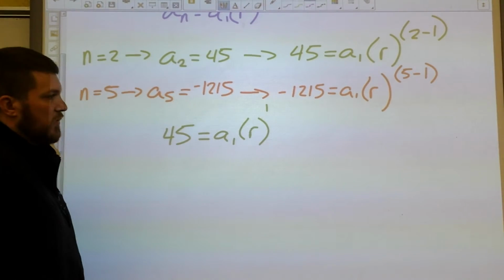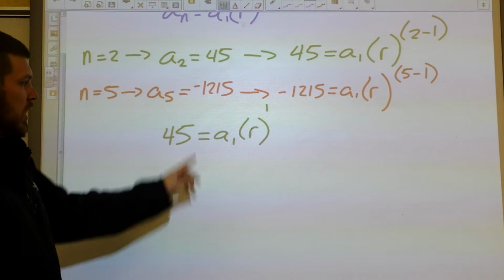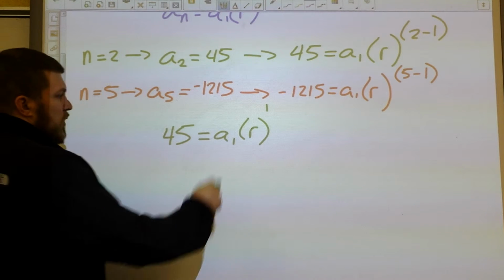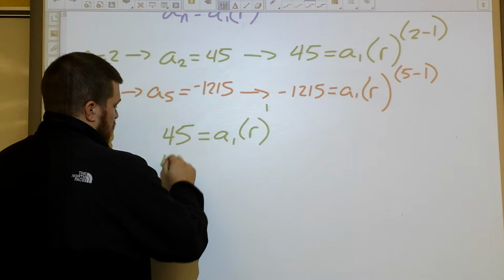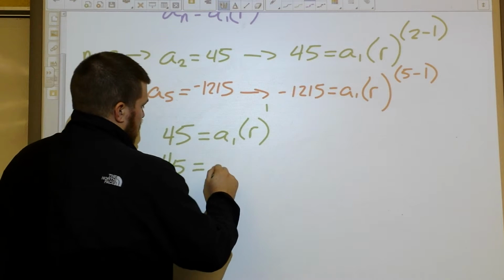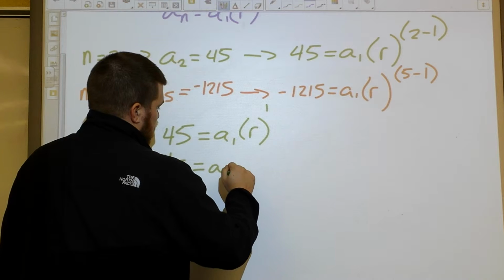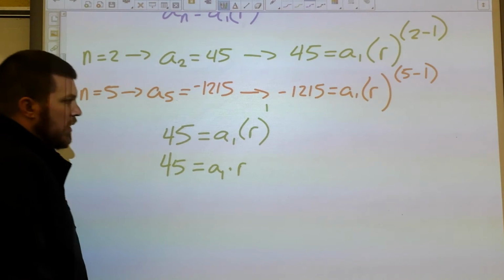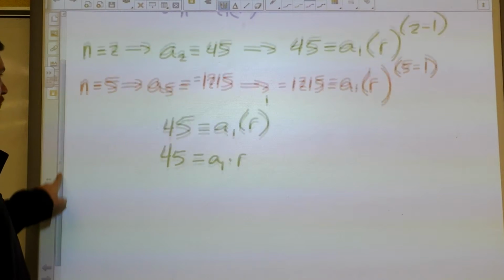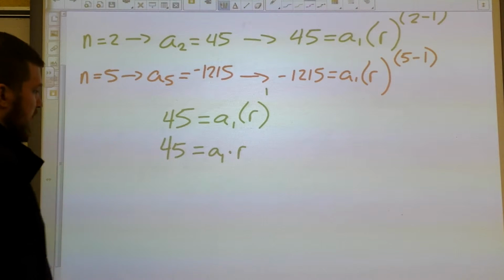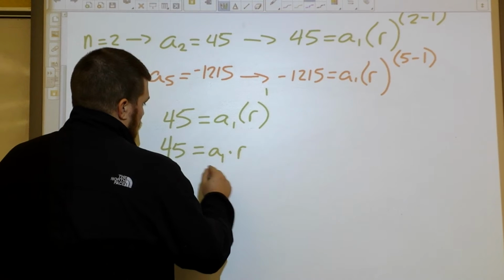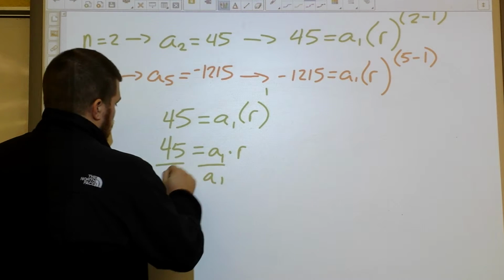So this is what I have when I clean up. Now, I'm going to use this information. We know that anything to the first power is itself, so really this equation becomes 45 equals the first position times the common ratio. Well, let's go ahead and get one of these things by itself. I want to get the common ratio by itself. So I'm going to divide by my first position, a sub 1.